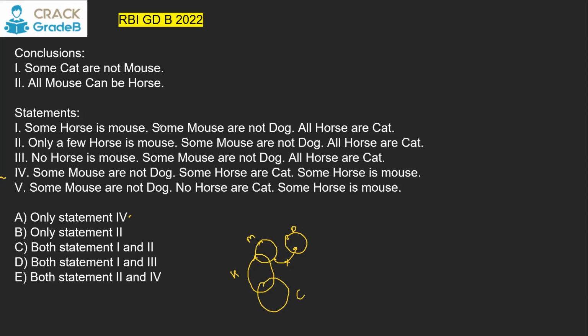Conclusion: Some cat are not mouse. No, it is not true. The cat entirely can go inside the mouse. So that is wrong. So the fourth is wrong. That means this will also be wrong. Let's go for the first.